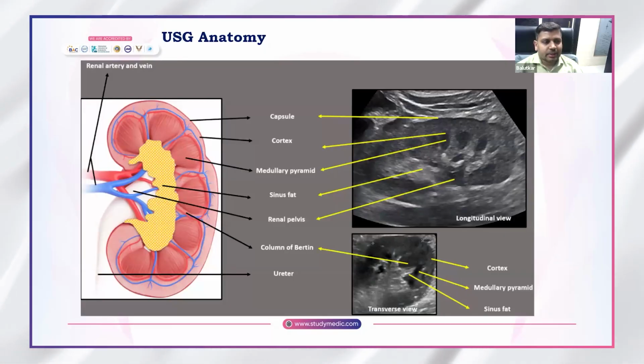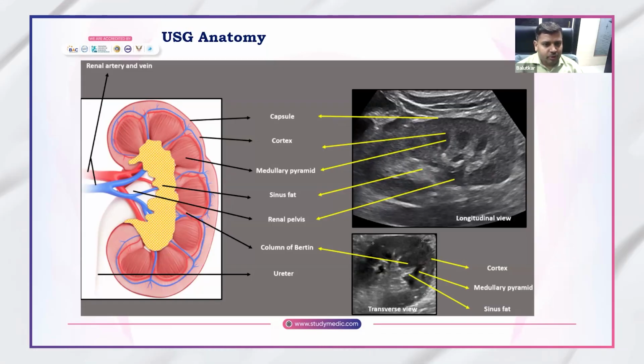So we can correlate the gross anatomy of the kidney with the ultrasound appearance of the kidney. You can see the bright echogenic outer capsule, which is actually the interface between the Gerota's fascia and the renal capsule. Then the somewhat intermediately hypoechoic, slightly echogenic area as compared to the renal medullary pyramid is the renal cortex. And the renal pyramids can be seen as multiple pyramidal structures, which is actually the renal medulla, and we can see they are slightly hypoechoic as compared to the renal cortex.